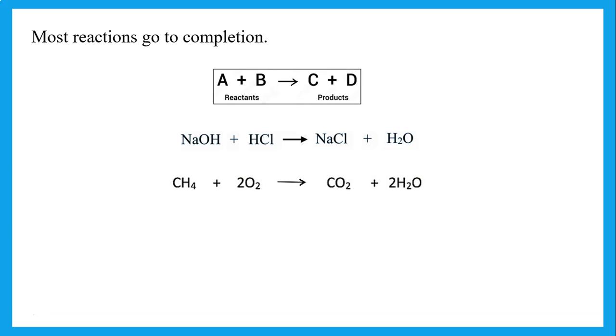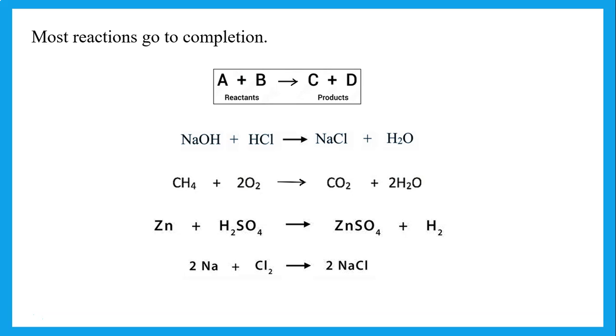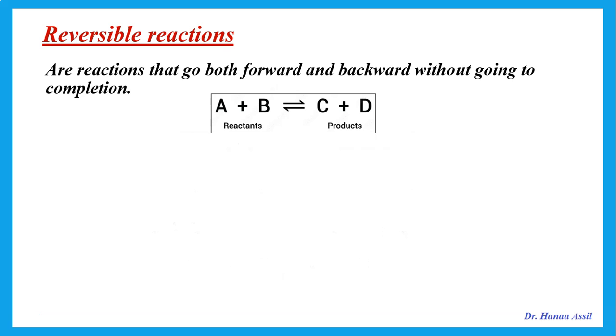Or combustion to give carbon dioxide and water, and the reaction stops. Displacement, zinc plus an acid, this also is a reaction that goes to completion. Combination reactions in which we have one product formed, all of these are reactions that go to completion. That means they react, they change from reactants to products and the reaction ends.